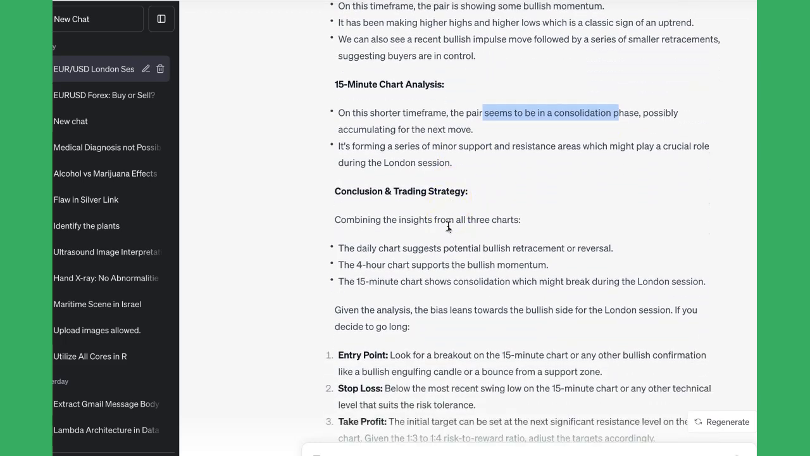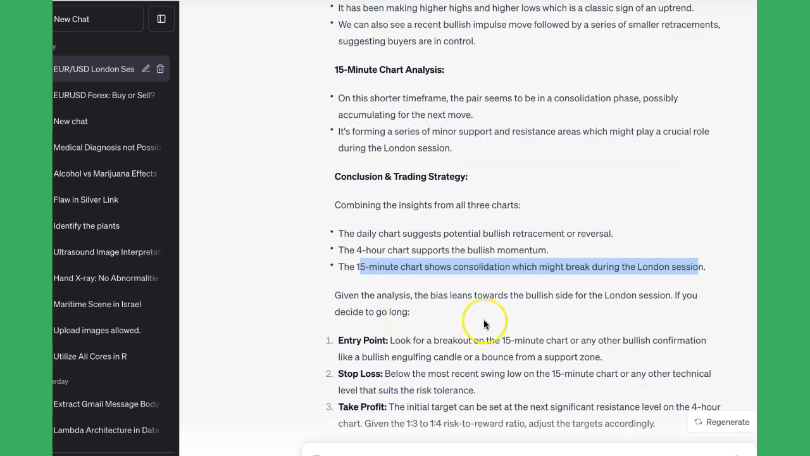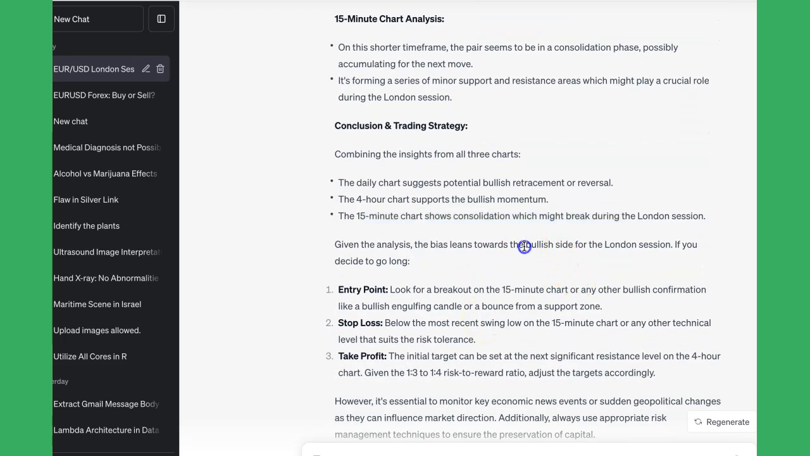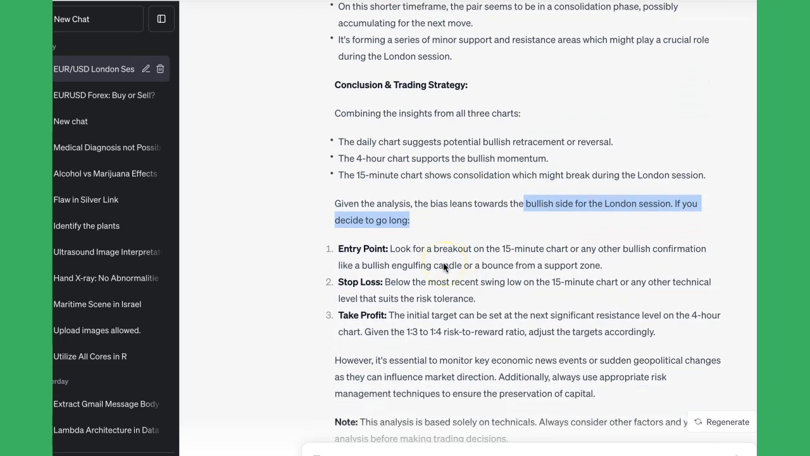Nice. So the conclusion is that the daily suggests bullish retracement or reversal. That is what is happening. The 4-hour supports the bullish momentum. The M15 shows consolidation, which might break during the London session. So given the analysis, the bias leans towards the bullish side for the London session if you decide to go long.